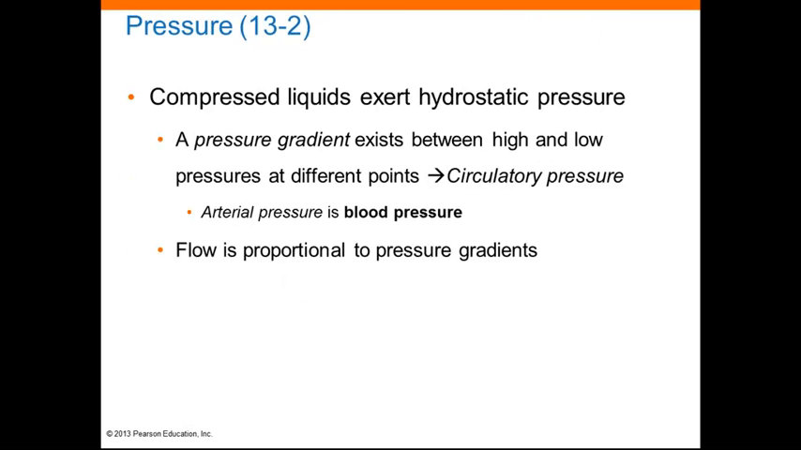So when liquids like blood are compressed, like under a ventricular contraction, their pressure increases. This pressure is called hydrostatic pressure. When there's a pressure gradient, so an area of high and an area of low pressure, the high pressure liquid will flow towards an area of low pressure. Therefore, flow rate is proportional to the pressure difference.